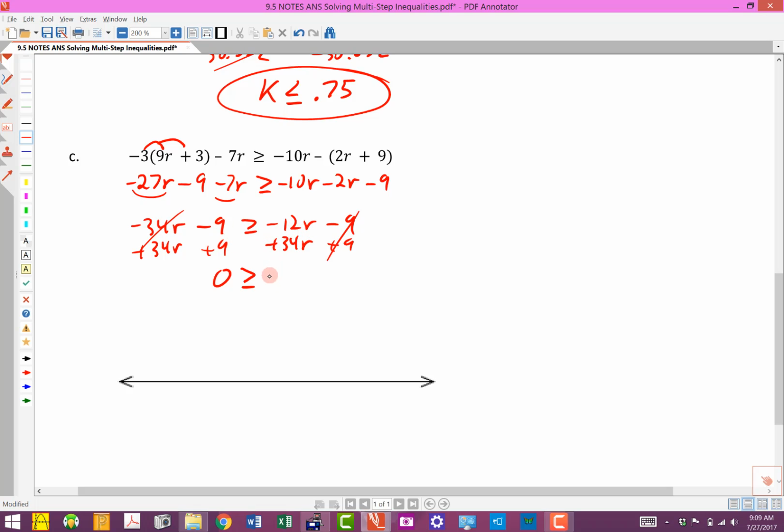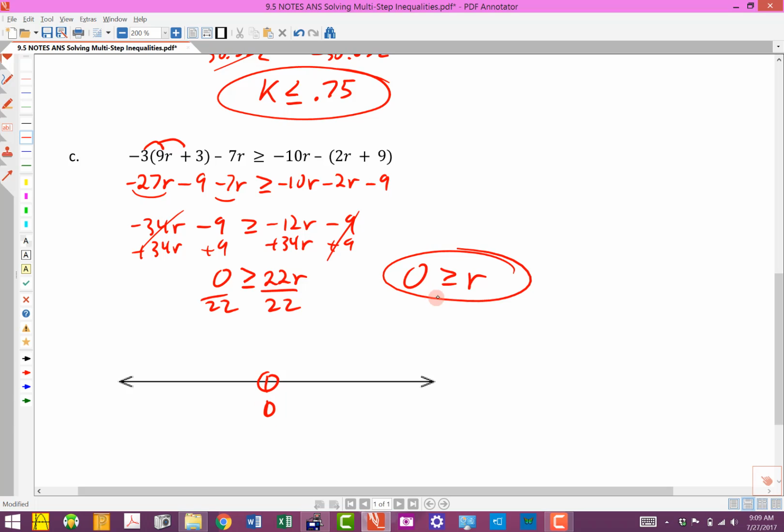And then right here, we're going to get a 22r. So we're going to divide both sides by 22 and then stop and think, is it okay to take a 0 and divide it by 22? Totally okay. So we get a 0 on this side and we get an r on that side. So there's the answer. So read from the variable, r is less than or equal to 0. So here's 0 not only as our reference point but as our answer.